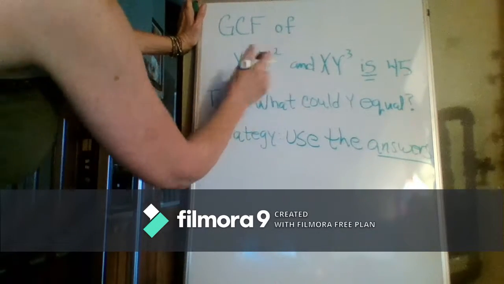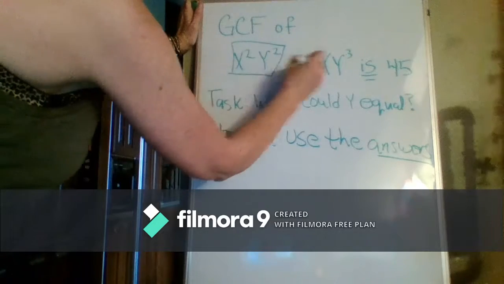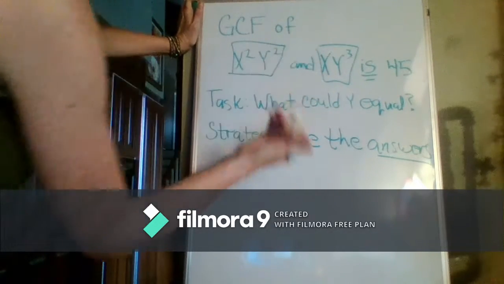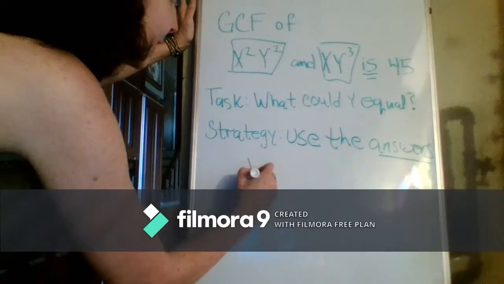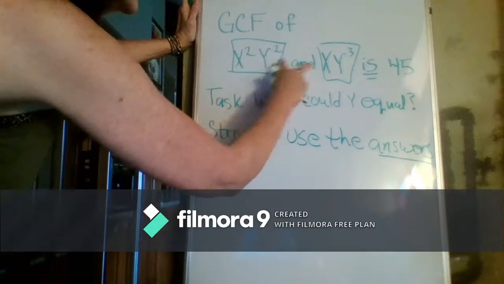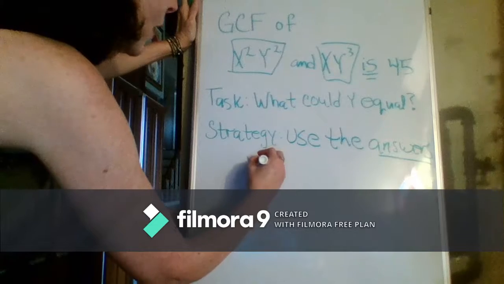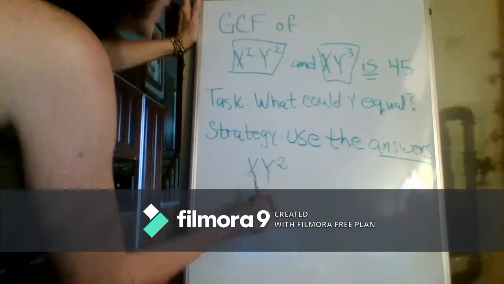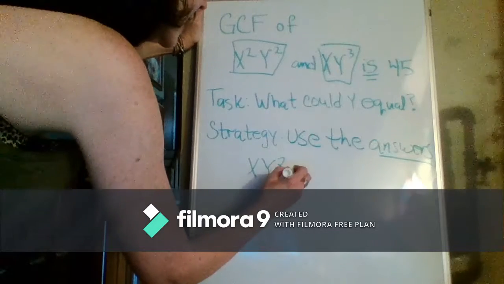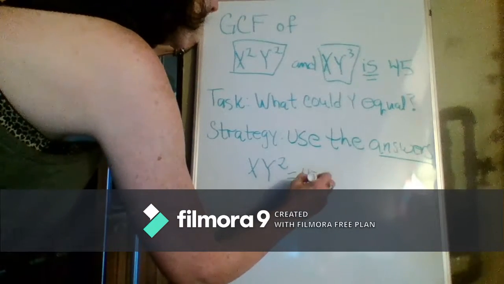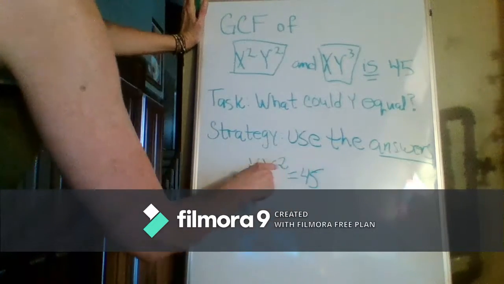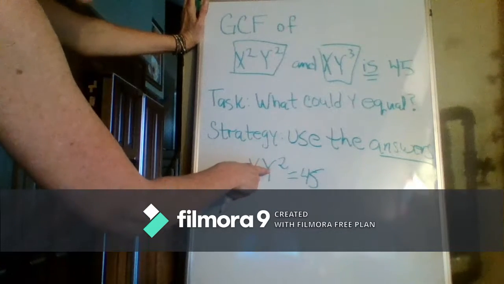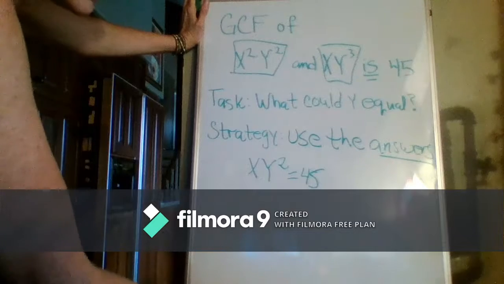Okay, so what do we know? How do you get the greatest common factor? This is a term, and this is a term. What's the greatest thing the x's have in common? An x. What's the greatest thing the y's have in common? y squared. So xy squared is 45. Okay, well, that would still be pretty ambiguous if I had to isolate and figure out what y was. So this is where it's just going to be faster to go down and use the answers.